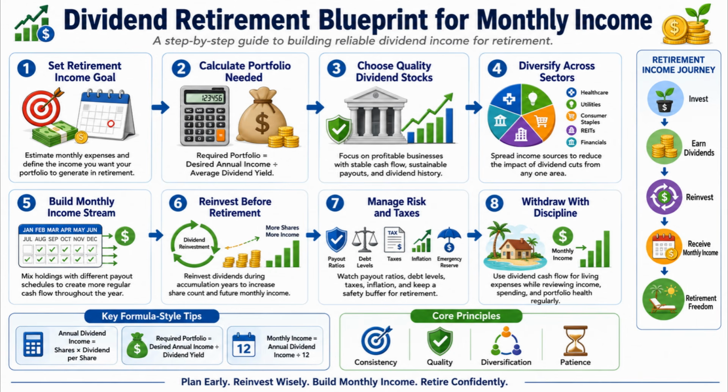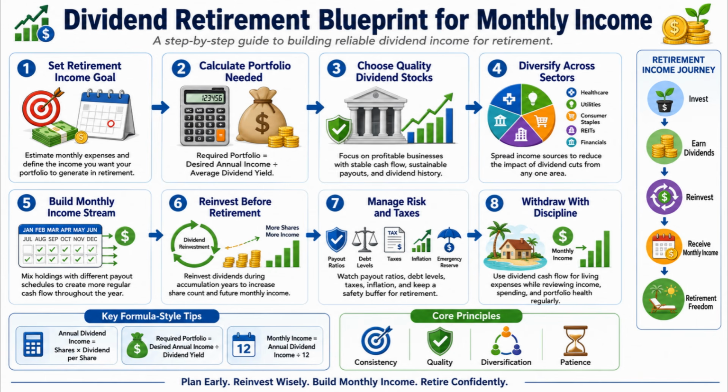After that, focus on choosing quality dividend-paying stocks. Look for profitable companies with stable revenue, dependable cash flow, manageable debt, and a history of maintaining or increasing dividends. It is also important to examine the payout ratio, because a company that distributes too much of its earnings may struggle to maintain its dividend during difficult periods. Therefore, investors should focus on dividend quality and sustainability rather than simply choosing the highest available yield.